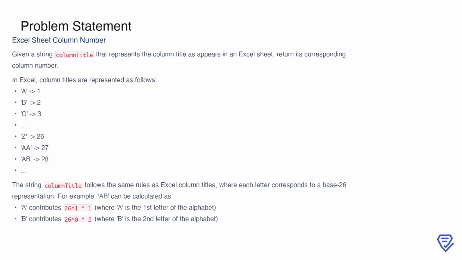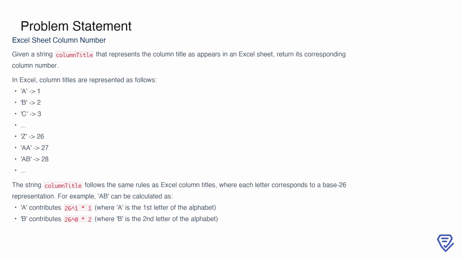The problem asks us to convert an Excel sheet column title, which is given as a string, into its corresponding column number. In Excel, column titles follow a specific pattern based on the English alphabet. For example, A corresponds to 1, B to 2, and so on, up to Z, which equals 26. After Z, the pattern continues with combinations of letters, such as AA representing 27, AB representing 28, and so forth. Essentially, the column titles follow a base 26 numeral system, where each letter represents a specific value.